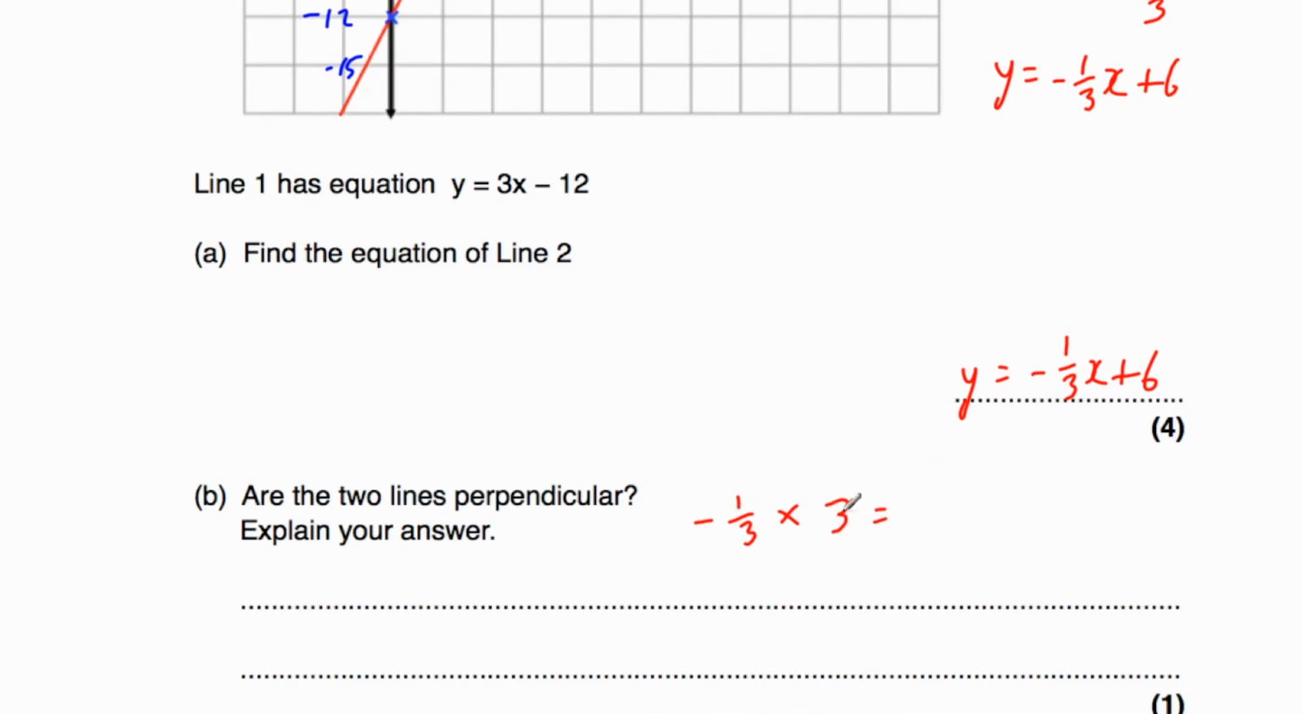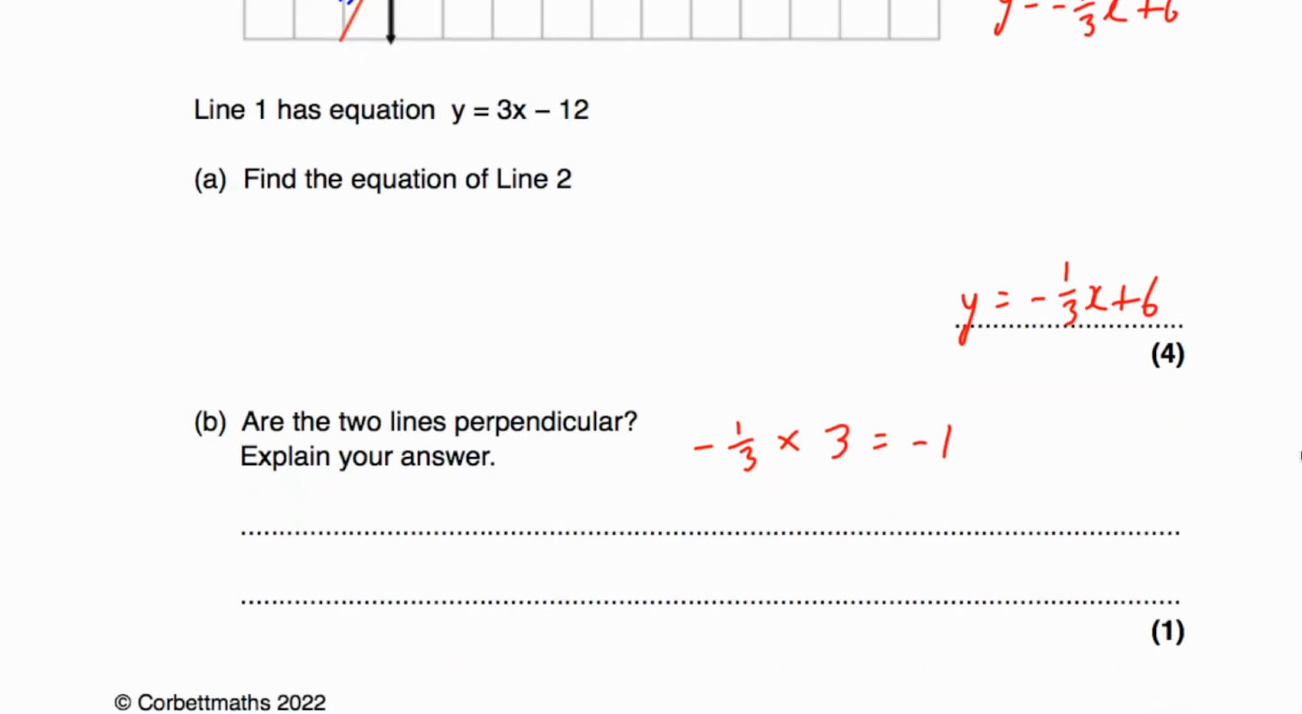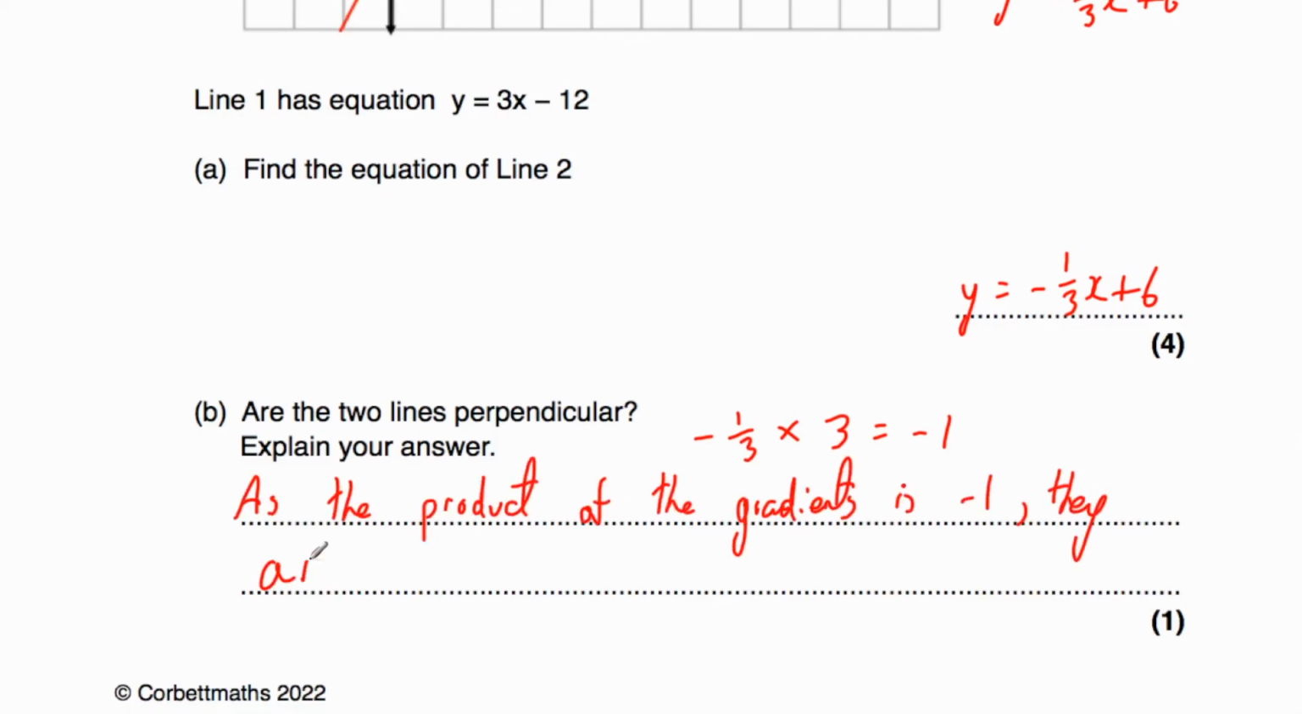Well, a third times 3 is 1. So minus a third times 3 would be minus 1. So the gradients do multiply together to give us minus 1. So that means that they are perpendicular. So let's write that. I've written, as the product of the gradients is minus 1, they are perpendicular. So yes, they are perpendicular because the two gradients multiply together to give negative 1.